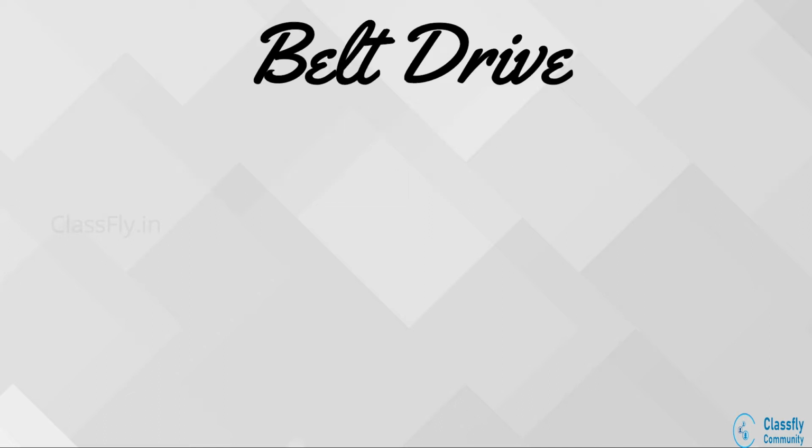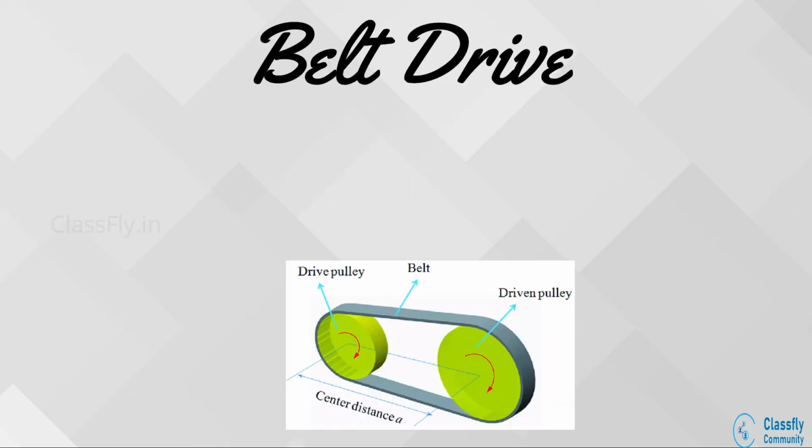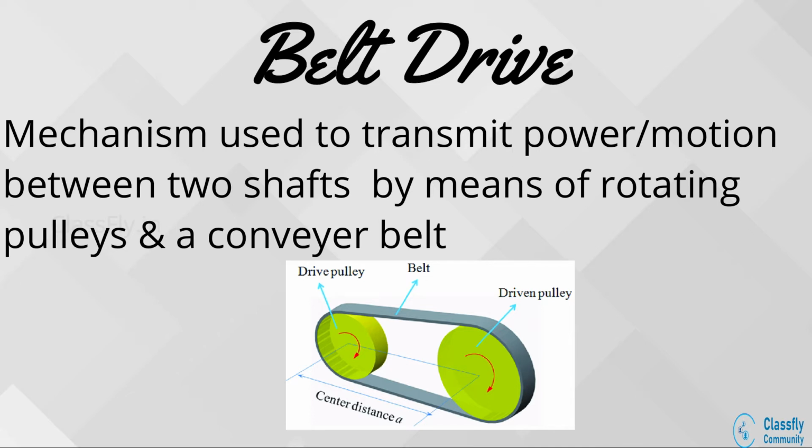So, what is belt drive? Well, belt drive is a mechanism which is used to transmit power from one shaft to another shaft by means of rotating pulleys and a conveyor belt. Here, the power is transmitted from the driving pulley to the driven pulley by means of the frictional grip between the belt and the pulley surface.